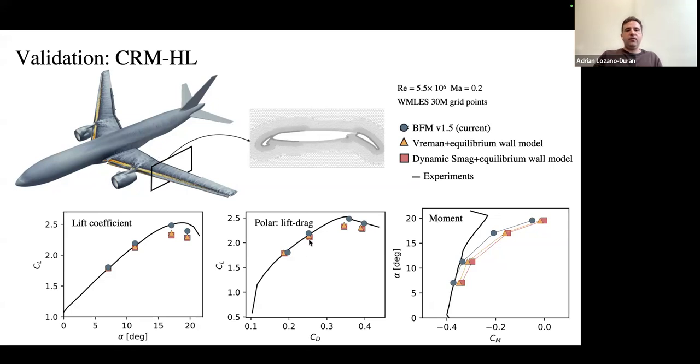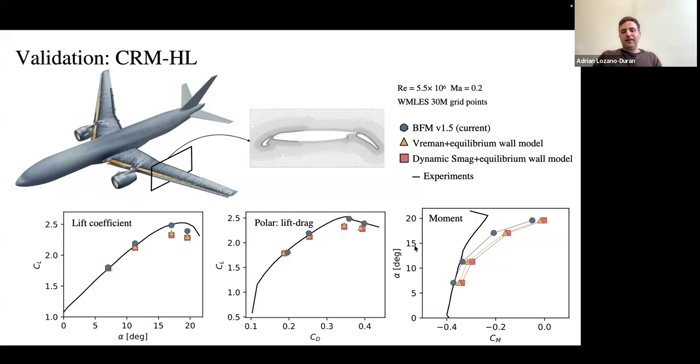I show here lift coefficient, the polar, the lift versus drag, and the moments, and this is for different angles of attack of the aircraft. So overall, you see that at least this is what we want to see, that even if we don't predict things with a high accuracy, still we always push the solution in the right direction. And this is what you could see here. If you look at the lift, for low angle of attack, maybe we are comparable. At high angle of attack, we tend to do slightly better. In the case of the polar, we do actually much better.